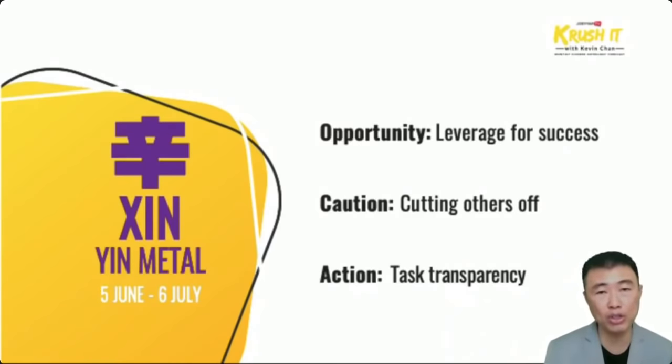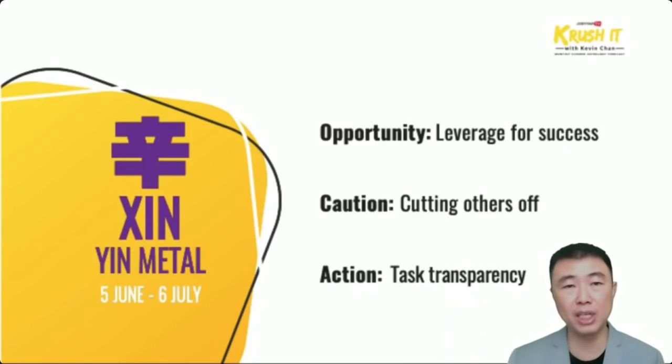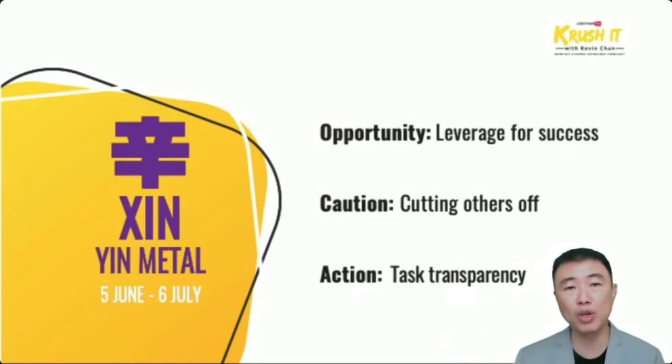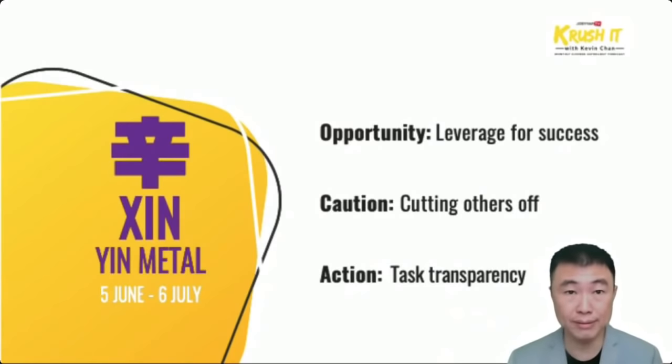Now about the caution of cutting other people off. 7 killing likes to attack Xin metal, so just be careful when you are doing this. Sometimes when the monster has already been slain, you kick people out of the team so that they don't get the loot. Yeah, there are people who do that. If you've never played online games long enough, you wouldn't know.